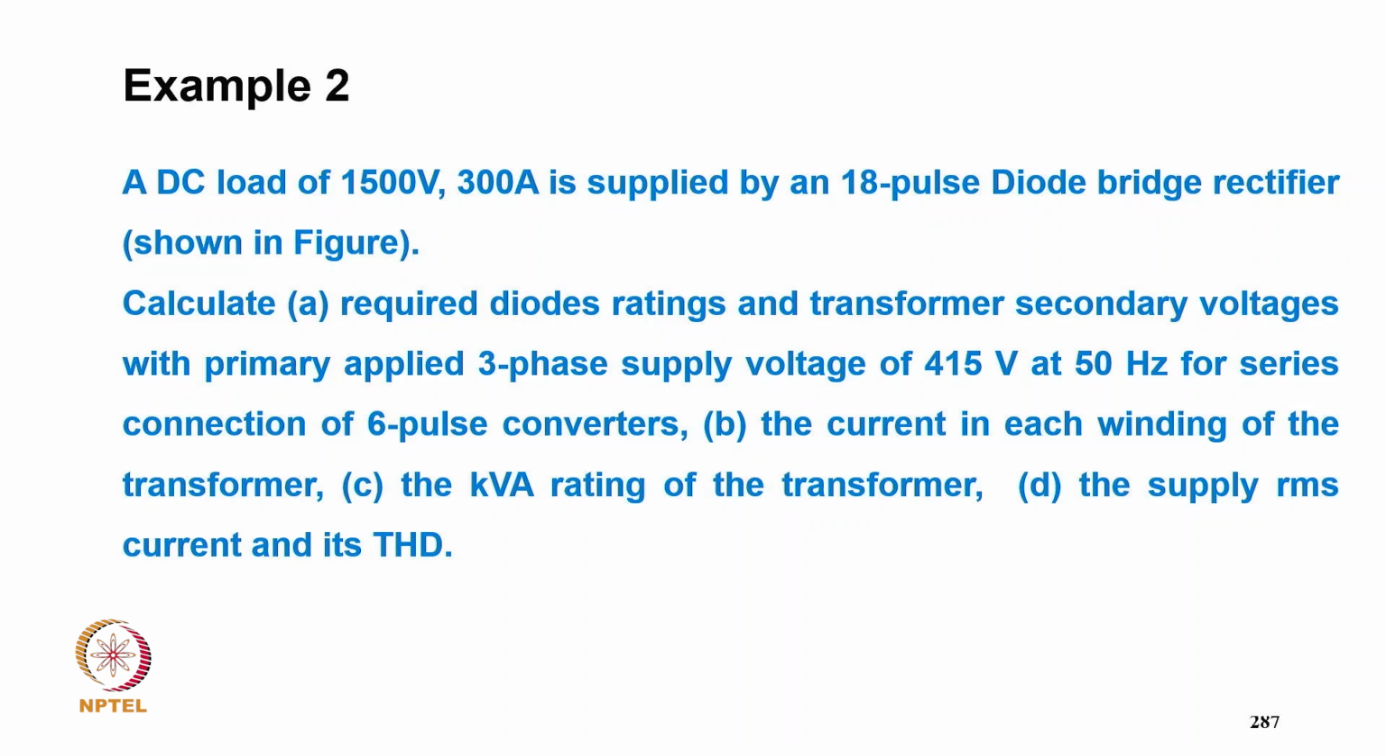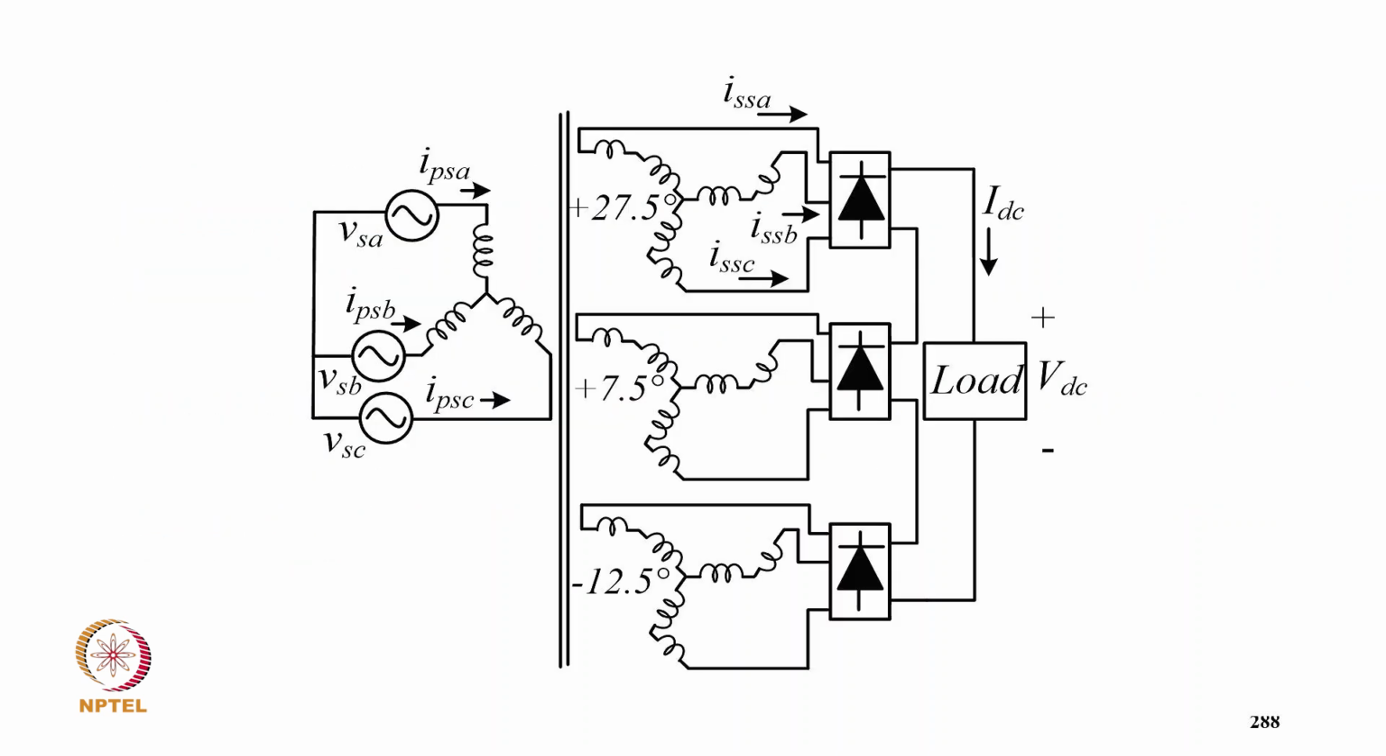Now coming to example 2, a DC load of 1500 volt 300 ampere is applied by an 18 pulse bridge rectifier. Calculate the required diode rating and transformer secondary voltage with primary applied 3-phase supply voltage of 415 volt at 50 Hz for series connection of 6 pulse converters, the current in each winding of the transformer, the kVA rating of the transformer, and the supply RMS current and THD.